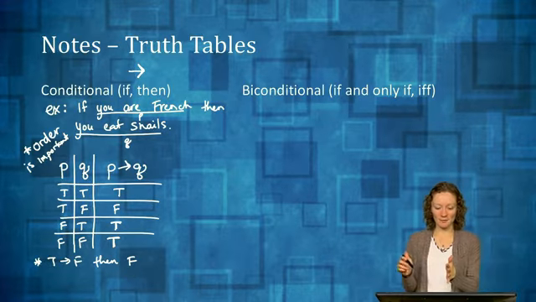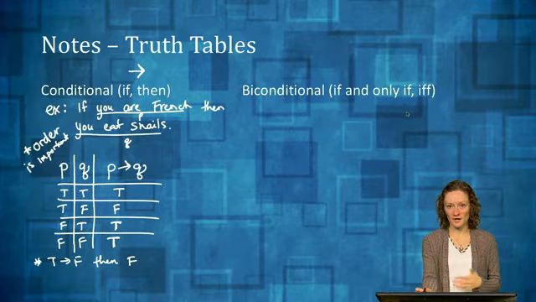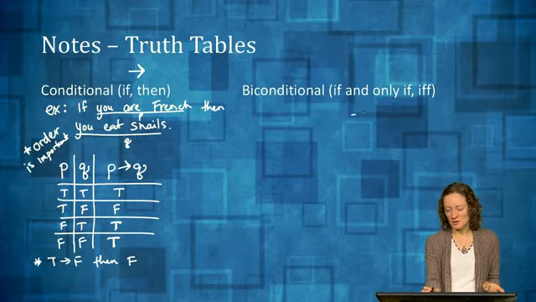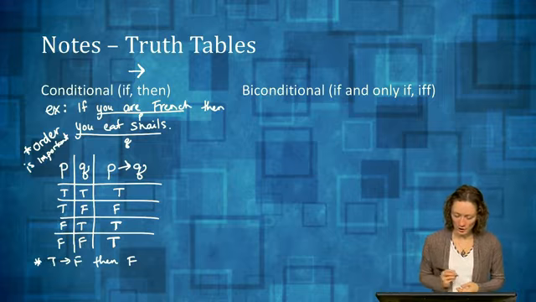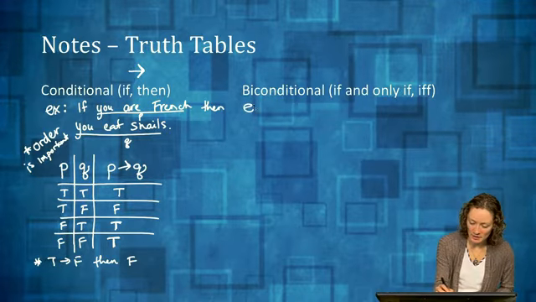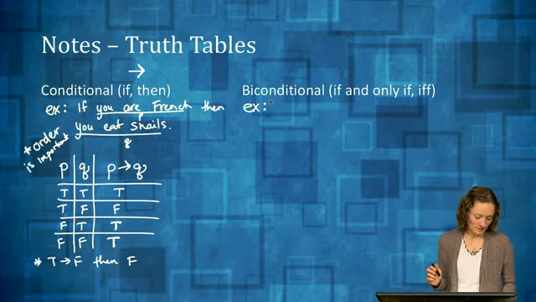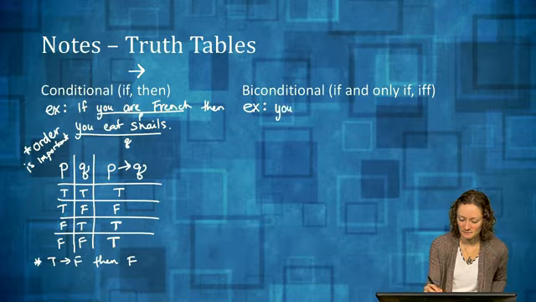Okay, let's get the table for the biconditional. Remember, this is a statement connected with if and only if, or potentially IFF if you've seen this before. The expectation is pretty much that you're going to stick with the if and only if. All right, so let's get an example here, the example that we can base our initial truth table off of. You get the job if and only if you have 10 years experience.